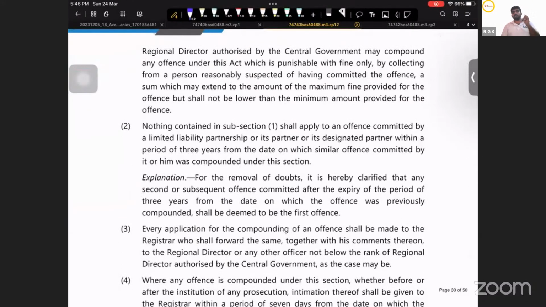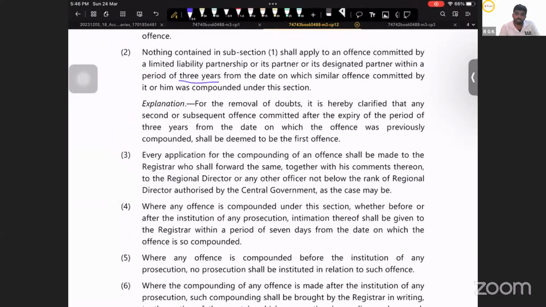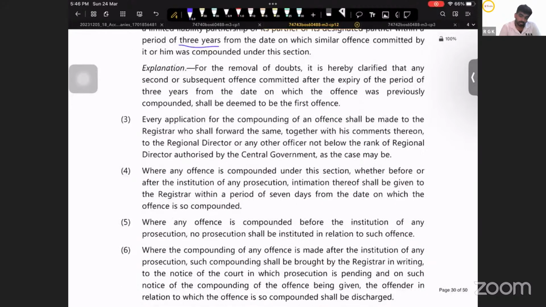One more thing is, once an offense is compounded, the same shall not be compounded for the next 3 years. After that, if the same offense is committed, it will be compounded. So a similar offense committed by him within a period of 3 years shall not be compounded. Application for compounding shall be filed with the registrar. The registrar will comment on that and forward it to the regional director. So that is the procedure for compounding.